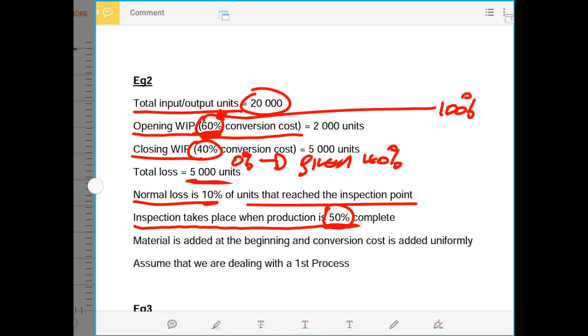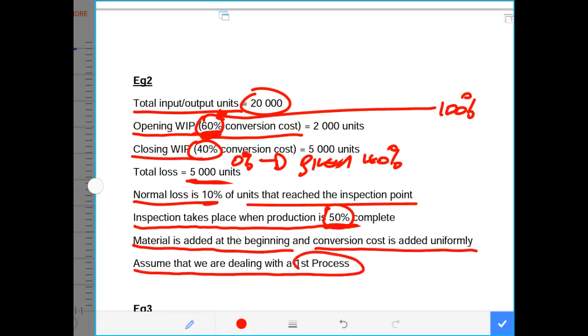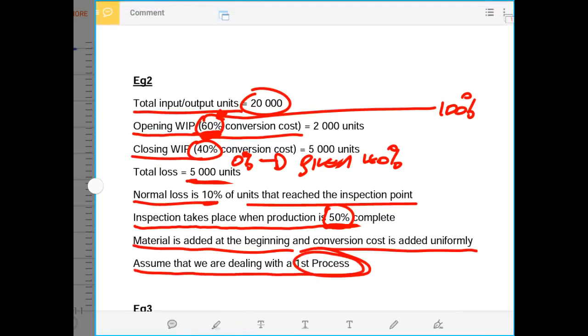Then it says material is added at the beginning of the process and conversion cost is added uniformly. They are telling us the same thing. They also say assume that we are dealing with the first process. That means process number 1 is still the first process that we are dealing with. If it's the first process, it is the starting process that we are dealing with.